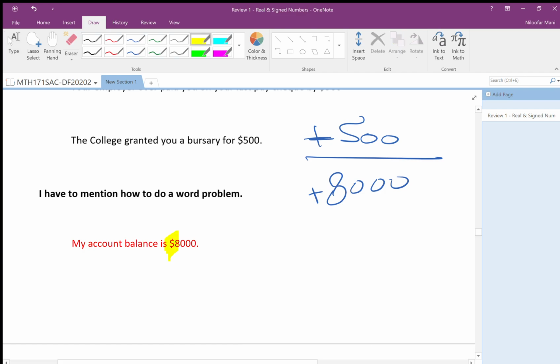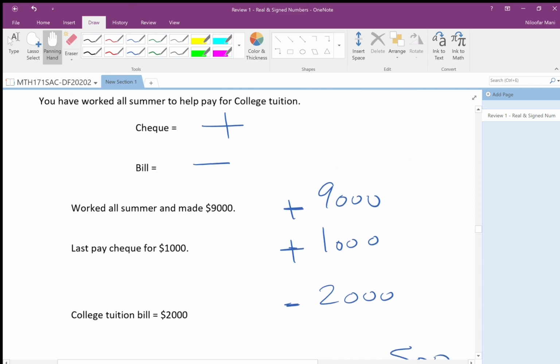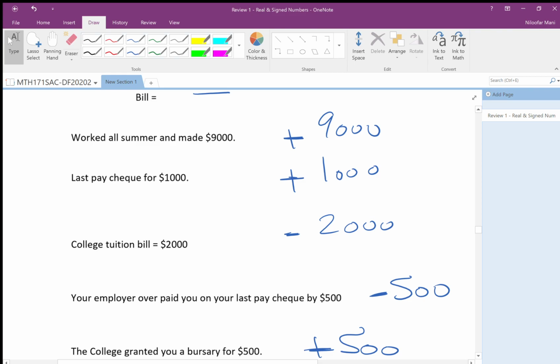What? 8,000 what? 8,000 hours? Or 8,000 pounds? Or $8,000? This is unit. You have to show me the unit as well. When you have a word problem, read the question first, understand the type, go back, read it a second time, and translate to math language. The math language here says check plus and bill minus, and then I can calculate easily. I don't make mistakes here because I have plus and minus, so I just add them.